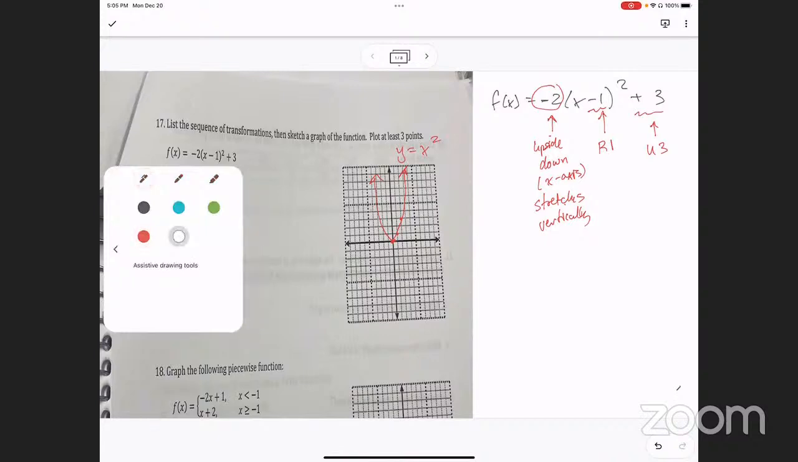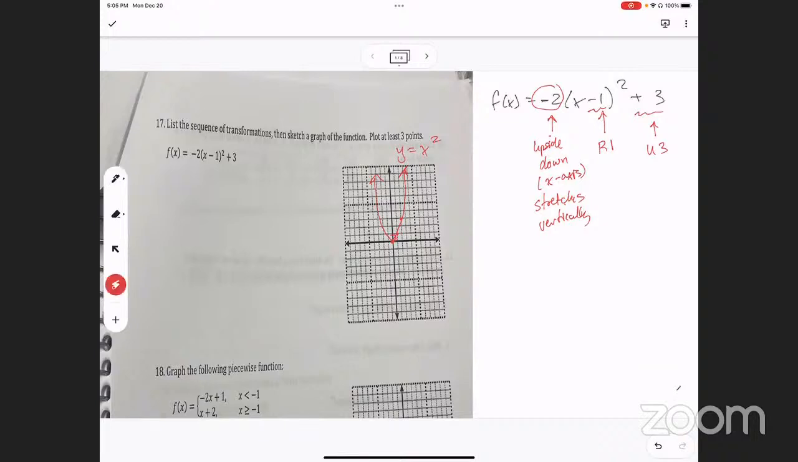I'm going to make it white. Your graph is going to go, so your point, which was here, your point 0, 0, is now going to be right 1 and up 3. So that's my point. Right 1, up 3, that's my new vertex. Can you see that okay? Yeah. The white on there.